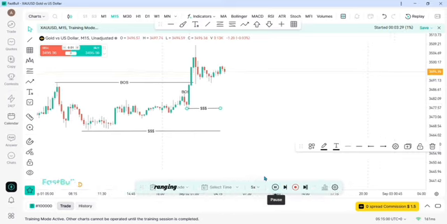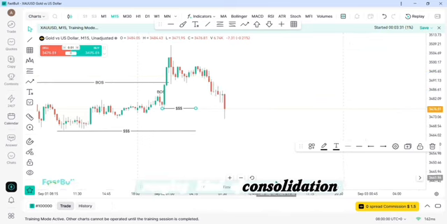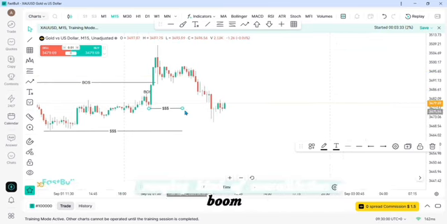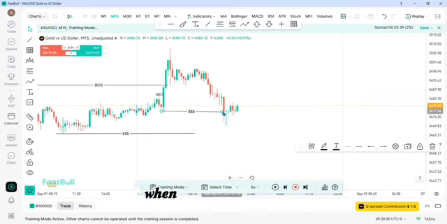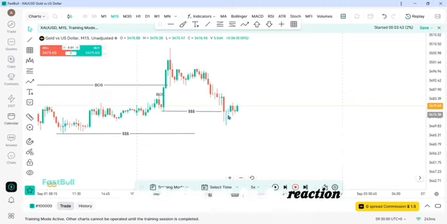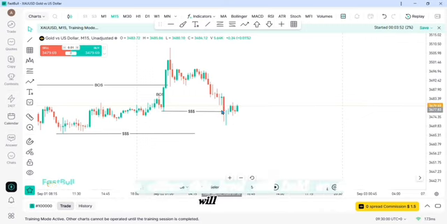So it was just ranging, a kind of consolidation, and then boom, the market came to this level. And when the market reaches this level, we are looking out for the reaction the market will have to this level, because we have this level here and this level here. We don't know whether this level will hold or this level will hold.